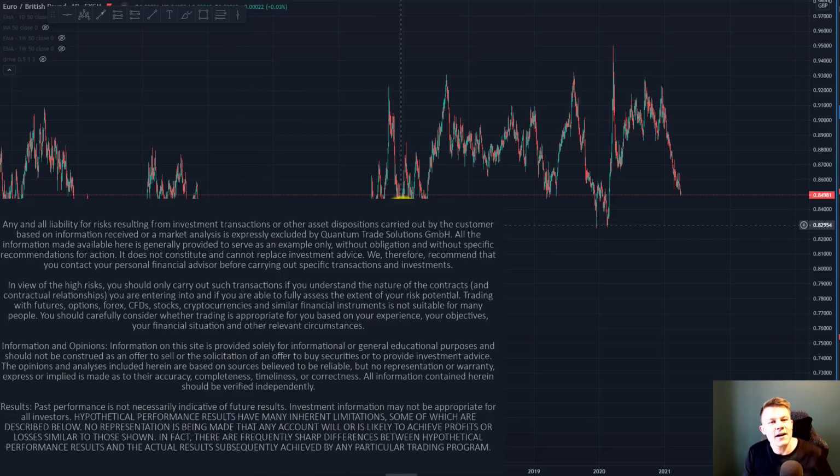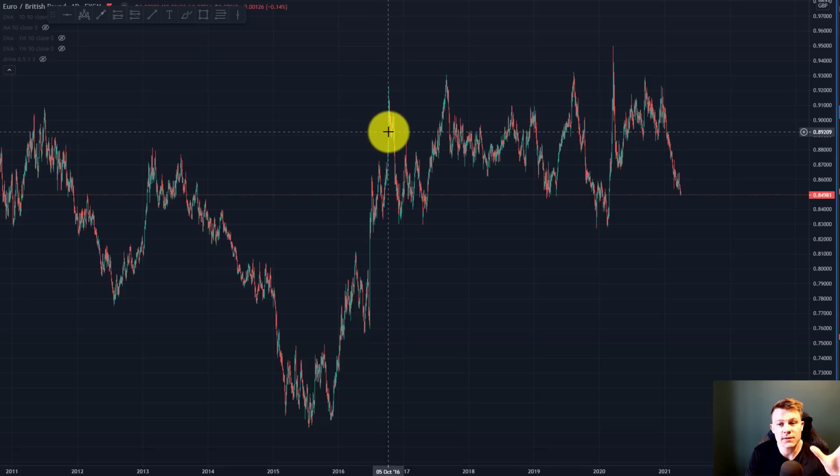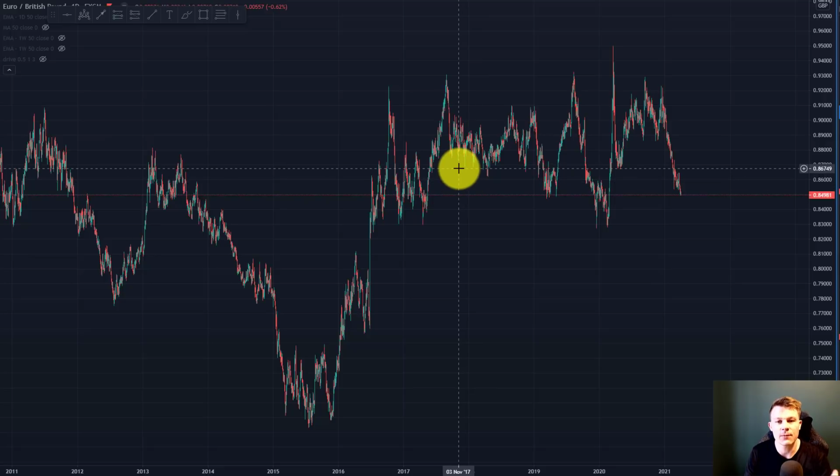Alright, so today I want to show you how to draw support and resistance. I'm going to show you a few tricks on how to get the right support and resistance levels. And we're going to go top down, higher time frame to lower time frame. We're going to find broader support and resistance and then fine tune them on the lower time frames.